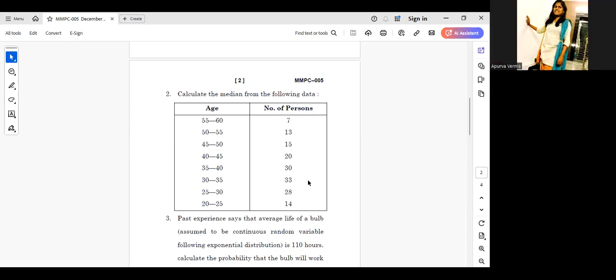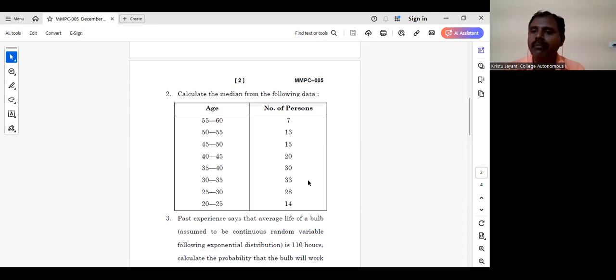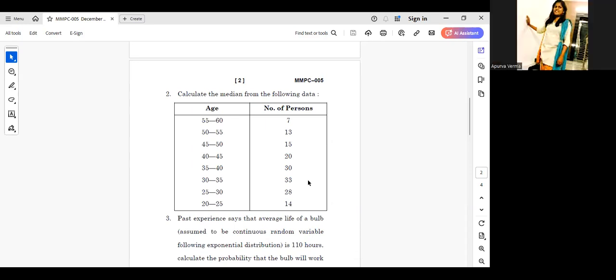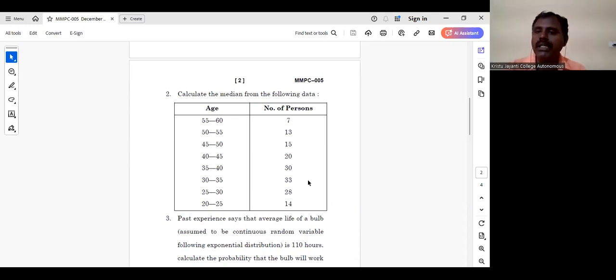Okay. So now median is defined as value of n by 2 item. Median equals value of n by 2 item. So value of 160 by 2, you will get 80. After that, what we have to do is look into the less than cumulative frequency column. In the LTCF column, whether 80 is available.